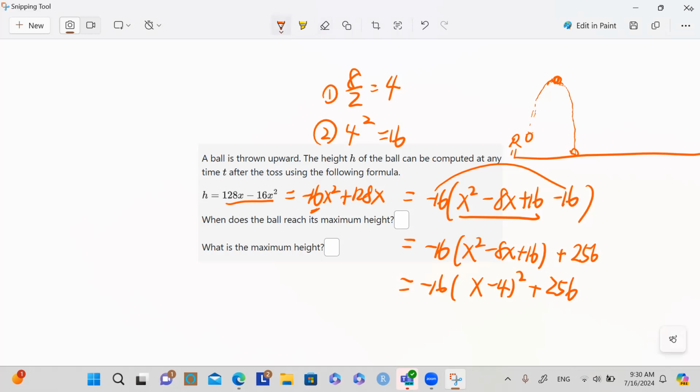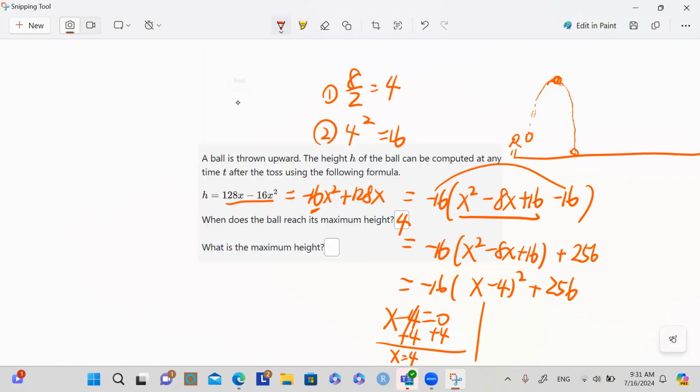That means when x equals 4, meaning after 4 seconds, the ball will reach the maximum height. So we subtract 0 from 4 on both sides of the equation. That represents the time it takes to reach the maximum height. So after 4 seconds, the ball will reach the maximum height.